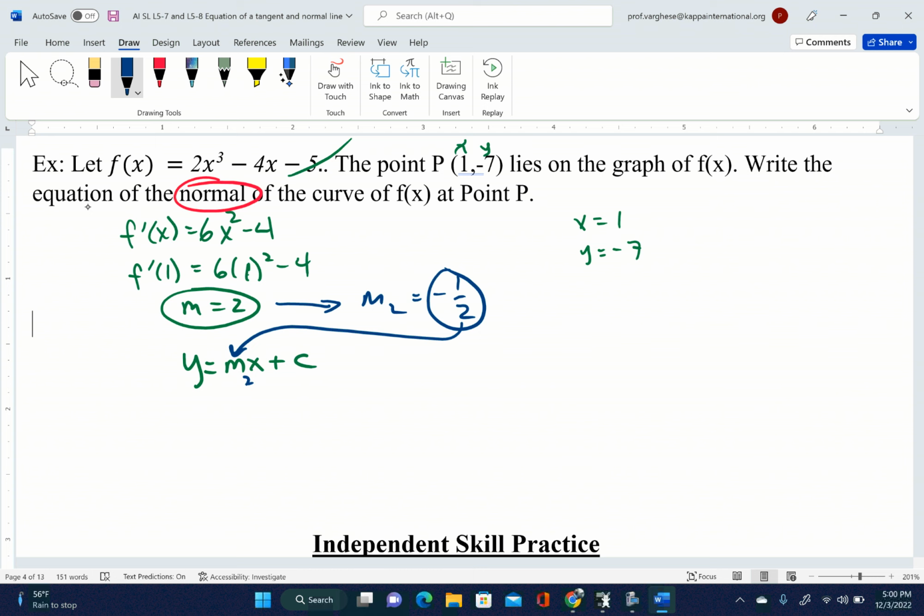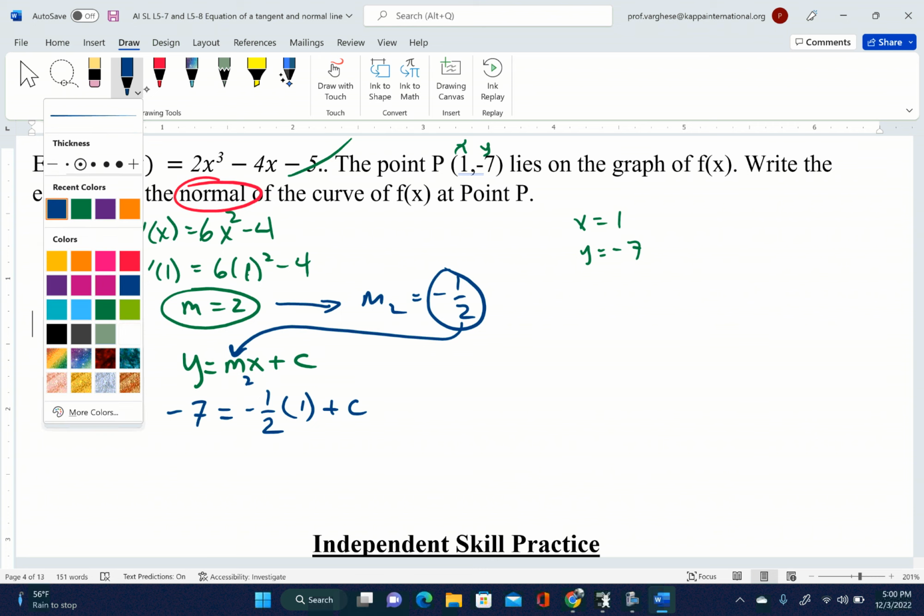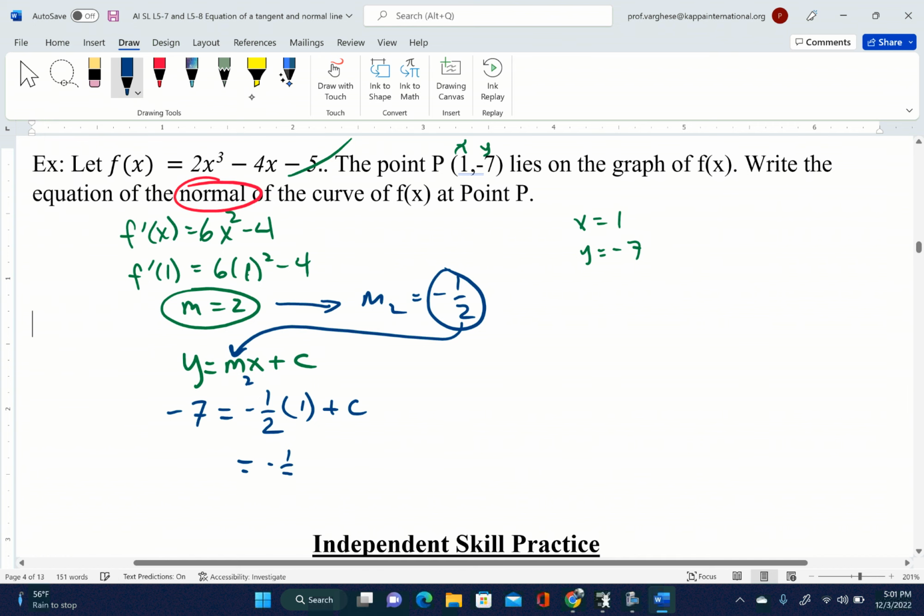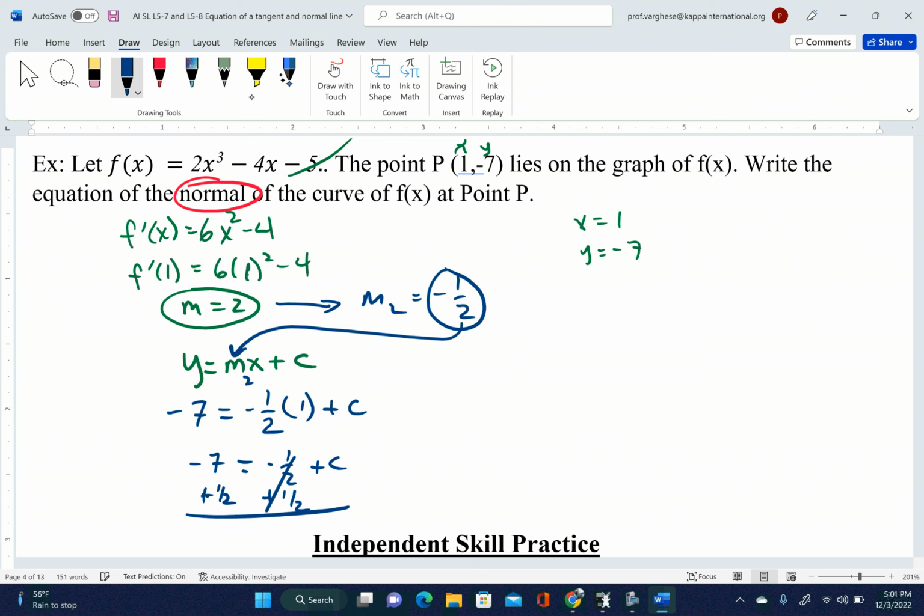So I have my function right here, and I have my point, which is x equals 1, y equals -7. Let's plug that in here: y equals -7 is equal to my m2, which is -1/2, times my x, which is 1, plus c. Now let's solve this. -1/2 times 1 is equal to -1/2, plus c is equal to -7. We add 1/2 to both sides. The calculator can give us this.